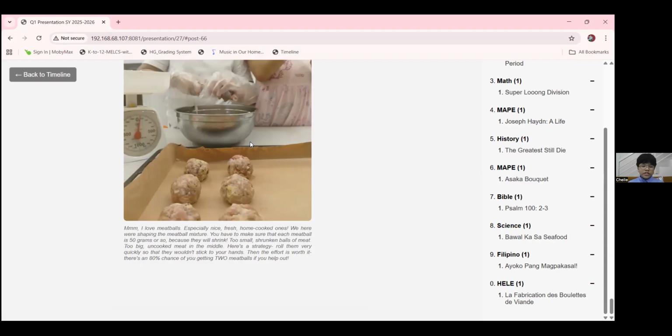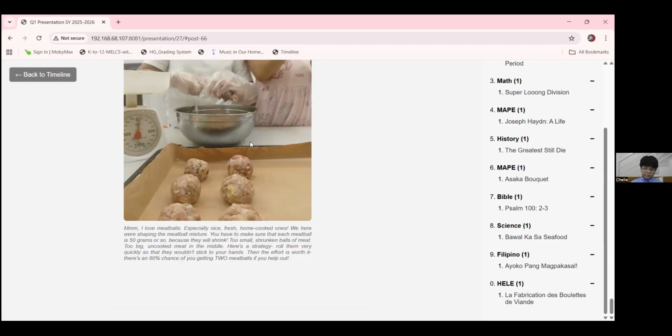So this is how you shape the meatballs. First you have to put on your gloves and then measure 50 grams of the meatball mixture, take it, then form it into a ball. Here's the strategy. You roll it quickly and then you do like this with your hands, then clump it like that. And then me and Dib were racing to place down the most meatballs.